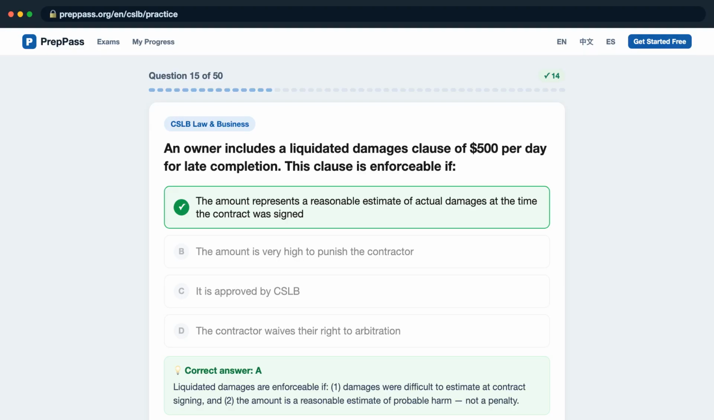Liquidated damages are enforceable if 1. Damages were difficult to estimate at contract signing, and 2. The amount is a reasonable estimate of probable harm, not a penalty.